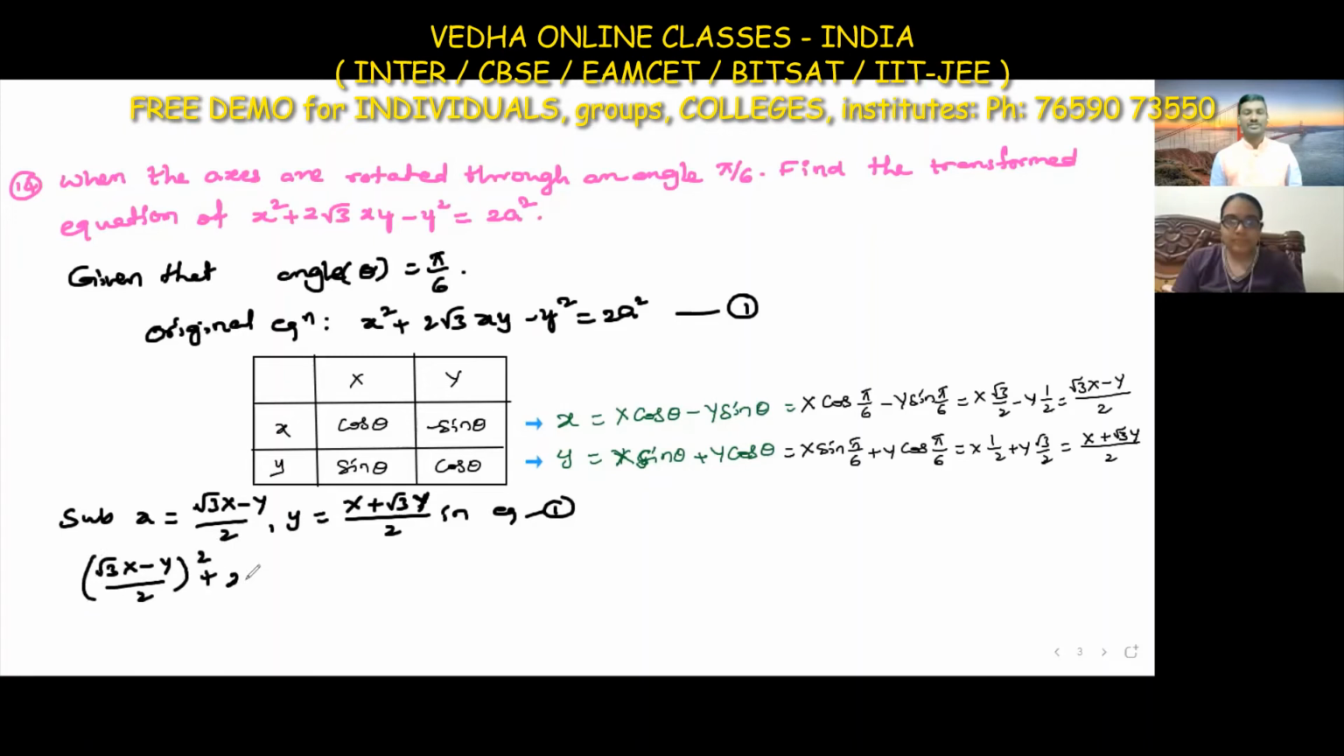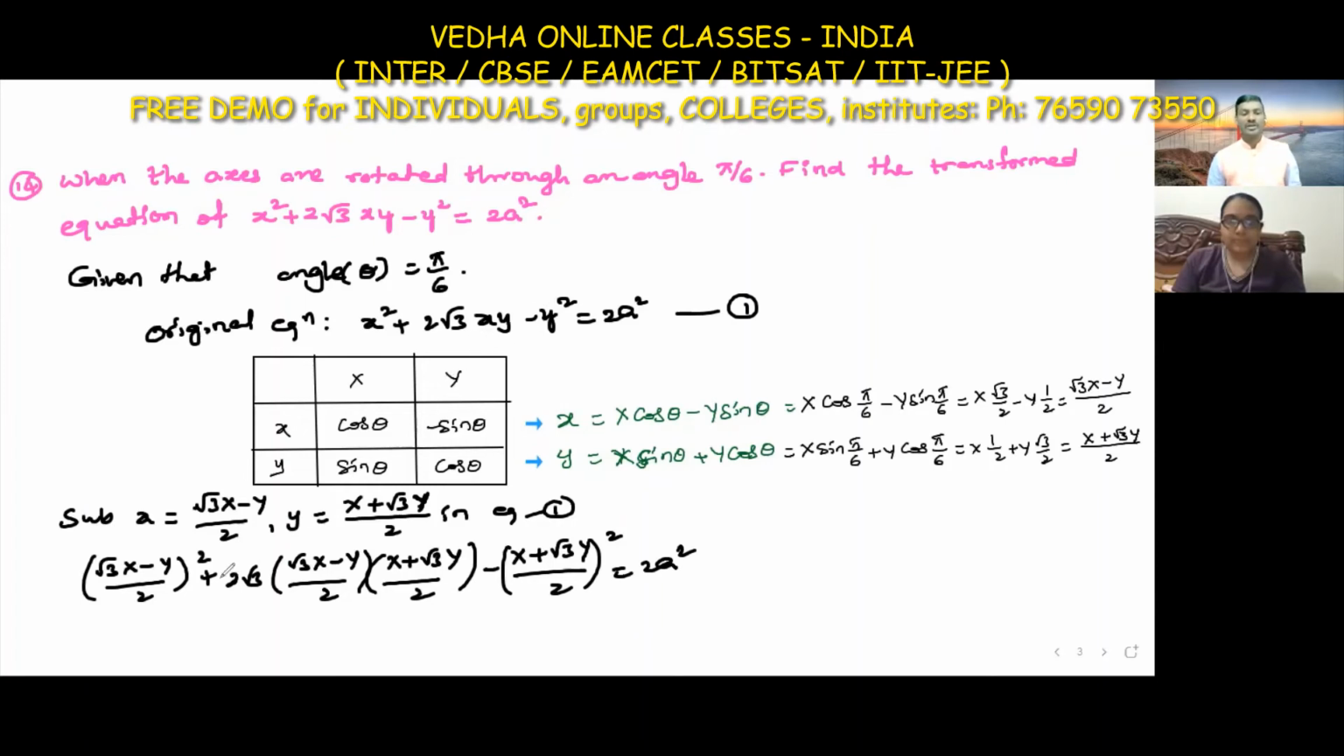plus 2√3 into x, x is (√3 X − Y)/2, into y, y means (X + √3 Y)/2. Okay, minus y square, y square means ((X + √3 Y)/2) whole square, is equal to 2a square.